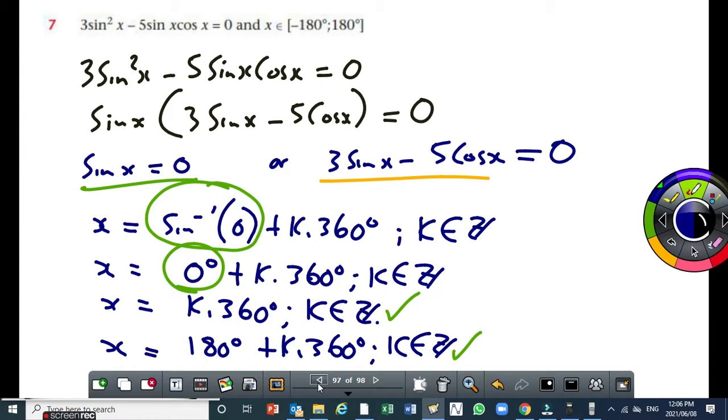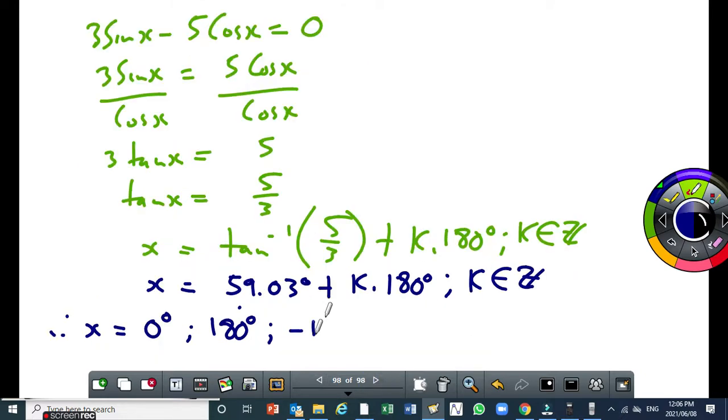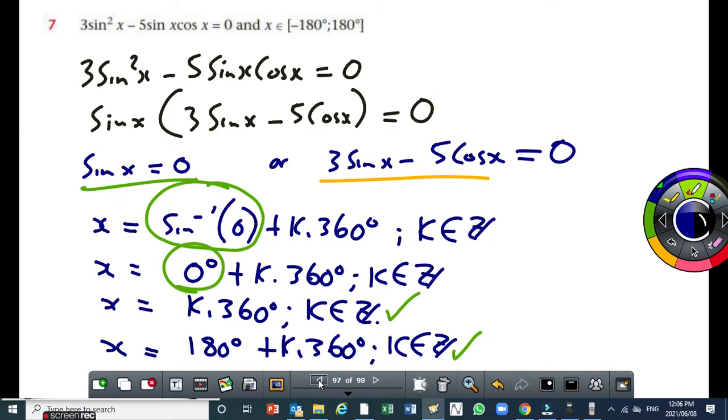If I substitute k equal to 1, I'll get a value which is outside the given interval. If I substitute k equal to minus 1, I'll get 180 minus 360, which is minus 180, which is part of the interval. So I can also put minus 180 degrees. Right? So we add minus 180. Okay. Then if I try to substitute k equal to 2, I'll get values that are outside that interval. So I'm done with these two general solutions.